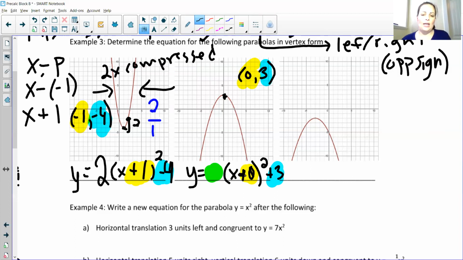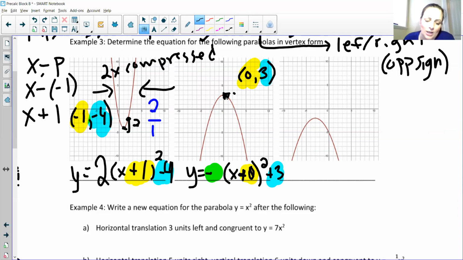Okay, and now the part in green is, first of all, opening down this time, so we know it has to be negative. And now we have to know how much it is compressed. If I go over 1 from the vertex, I only go down a little bit. It looks like I only go down a half.